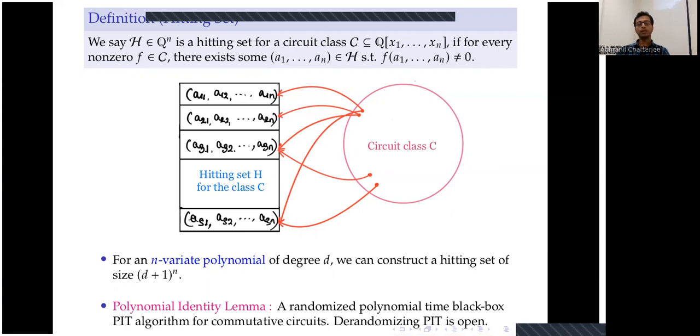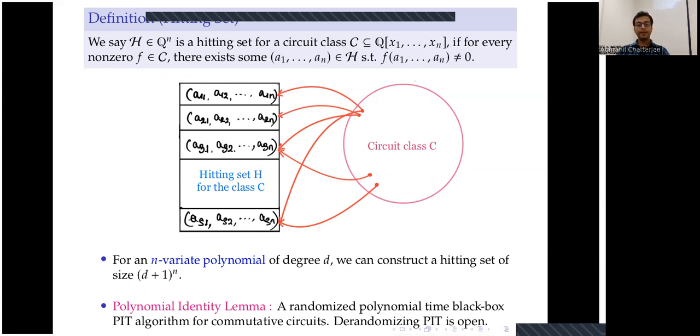By non-zero, we know that there is a witness, some evaluation where it will evaluate to a non-zero value. And you'll be able to find that witness in that list of evaluations that you are given. If it is non-zero, then there will exist a witness in that small list. So just like a univariate polynomial has a hitting set of d plus 1, you can show that an n-variate polynomial of degree d has a hitting set of size (d plus 1) to the power n.